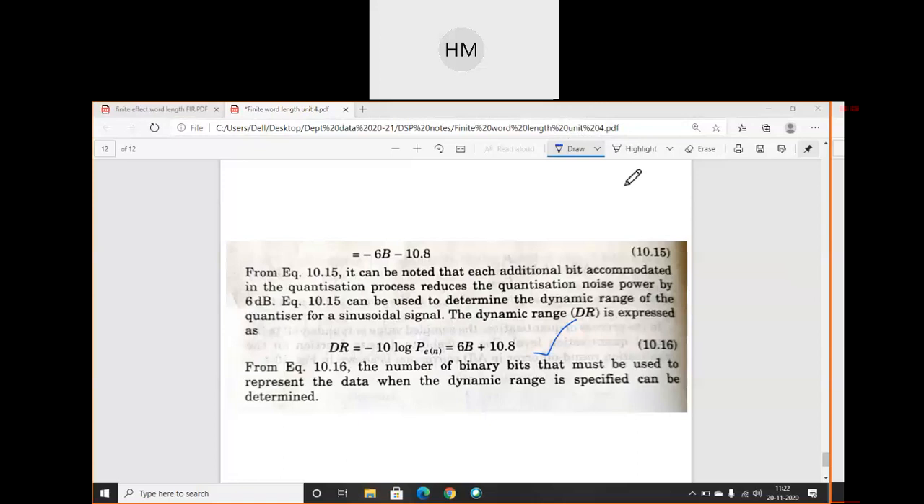Interpolation and decimation, you have to study, children, keep it in mind. This is a very good topic and very interesting. Numericals can also be asked on this topic. So we will wind up this class.